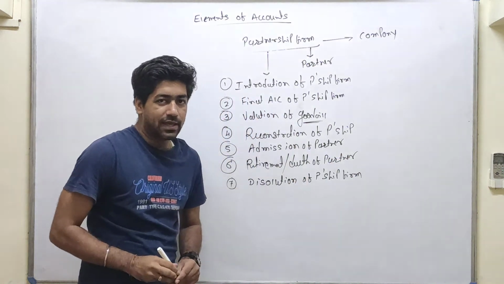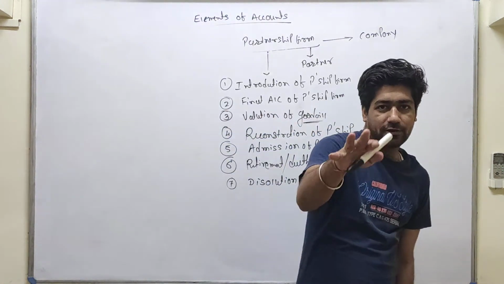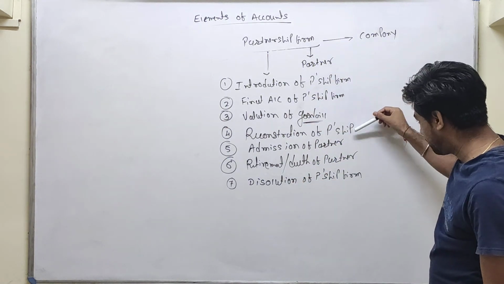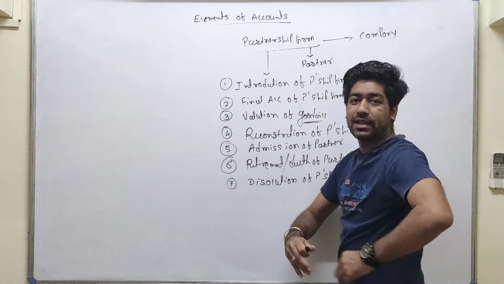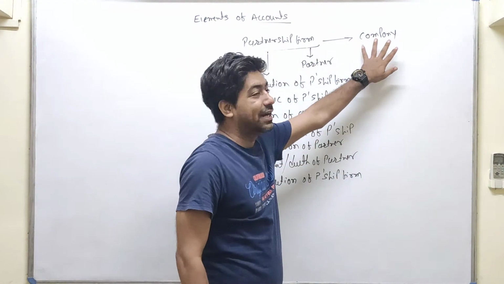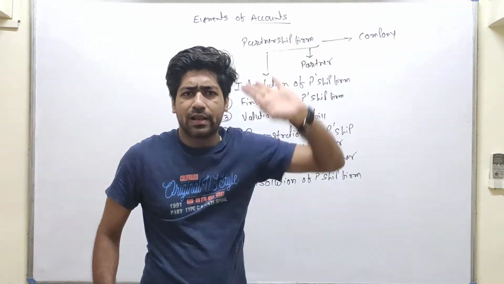So basically there are seven chapters in our first part, and you already know all are related to partnership. Our first book is related to the partnership firm, and the second book is related to the company, which will be discussed later.